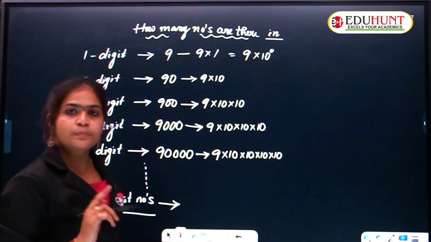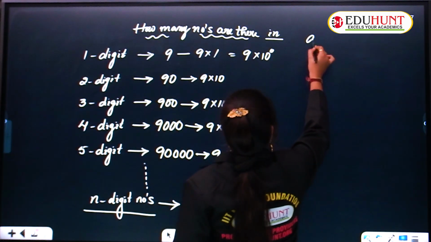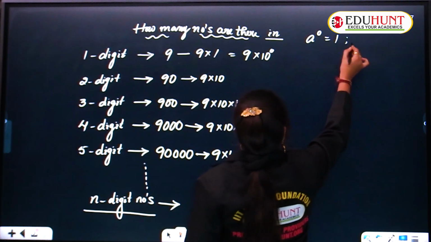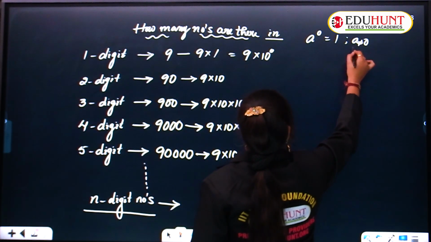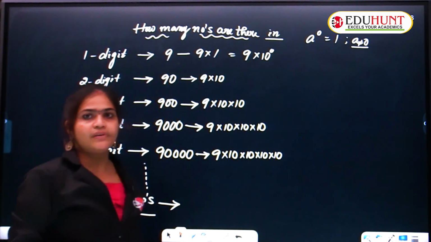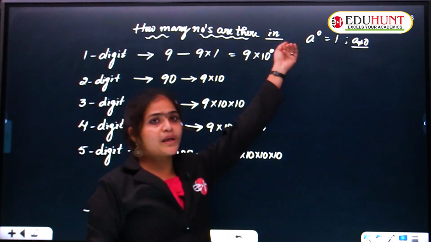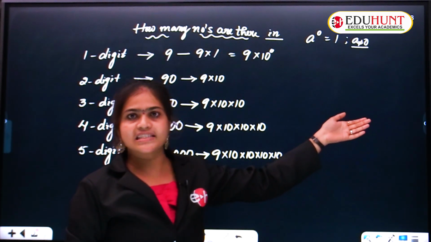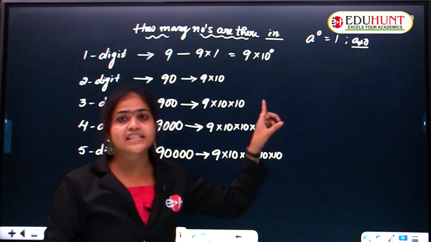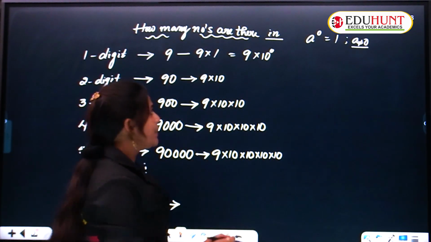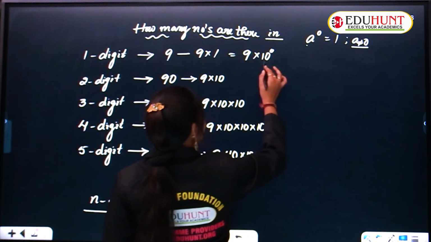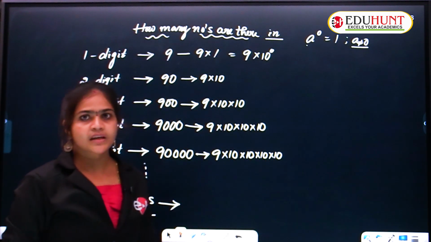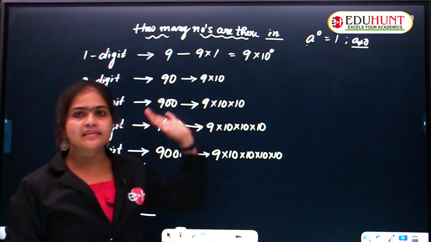Actually, in exponents, any number to the power 0 is equal to 1, where a is not equal to 0. 0 power 0 is undefined. That's why any number to the power 0 is always equal to 1. This is one of the laws of exponents. Here, in the place of a, I have taken 10. Understood? We will discuss it at the end in that concept only.